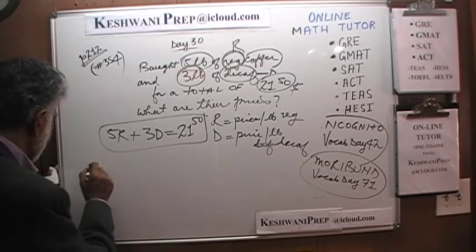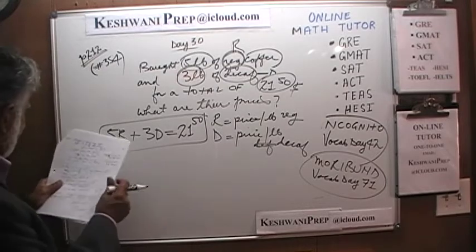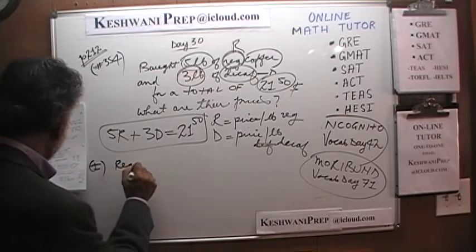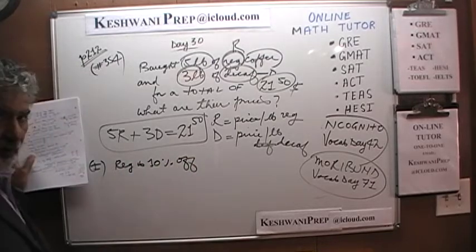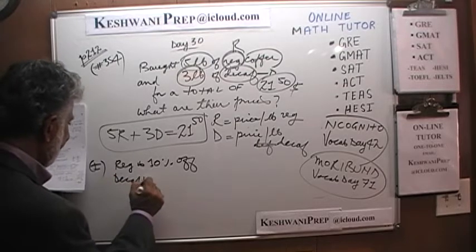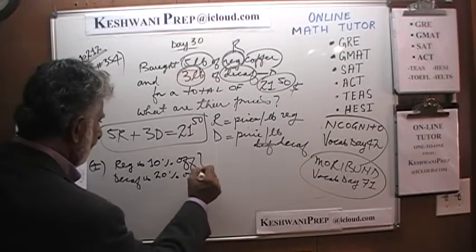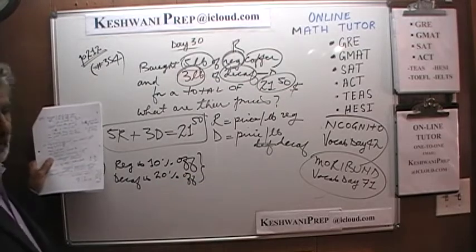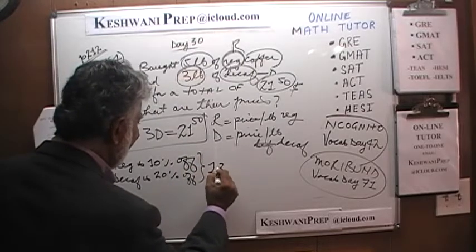Let's look at what the first statement says. The first statement says that the regular coffee is 10% off. Today they have a sale and regular coffee is 10% off and decaf is 20% off. And as a result, if we were to buy the same amount, we will only pay $18.45.